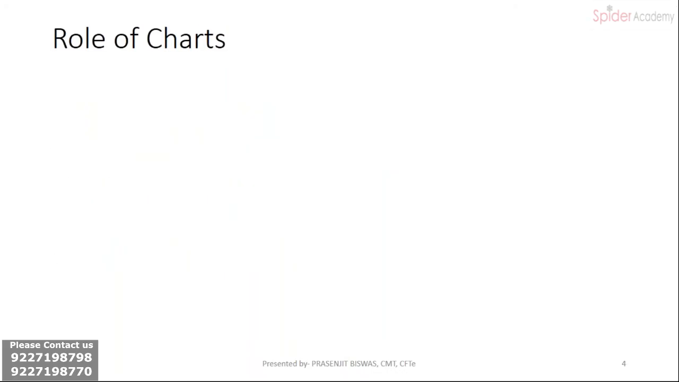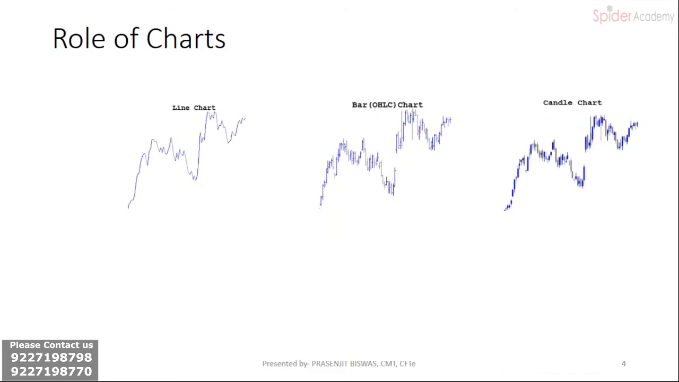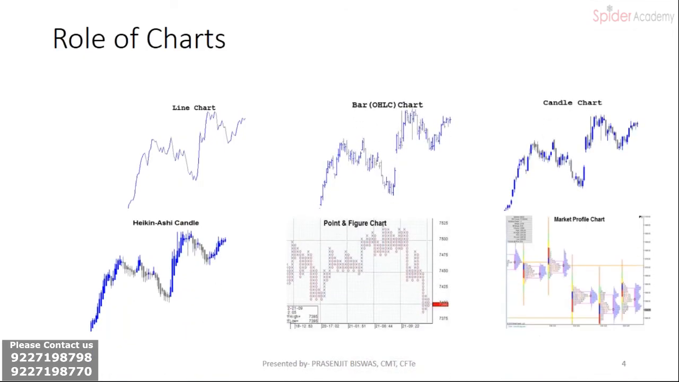Now, what is the role of charts? As we know, there are various types of charts: line charts, bar charts, candle charts, and a whole host of others like Heiken-Ashi, point and figure, and market profiles, and so forth. We are aware of the plotting techniques, and there are a lot of ways you can plot the price and volume data. So the question is, is technical analysis only about charts? Or what is the exact role of charts?